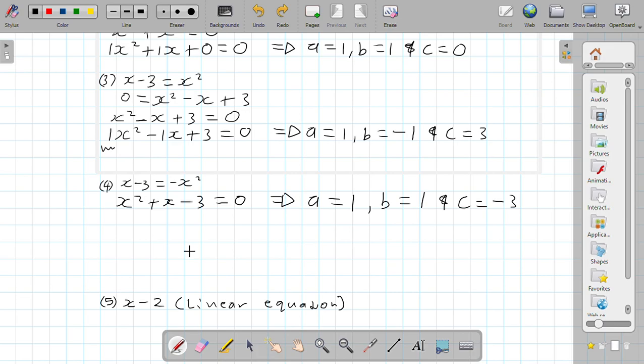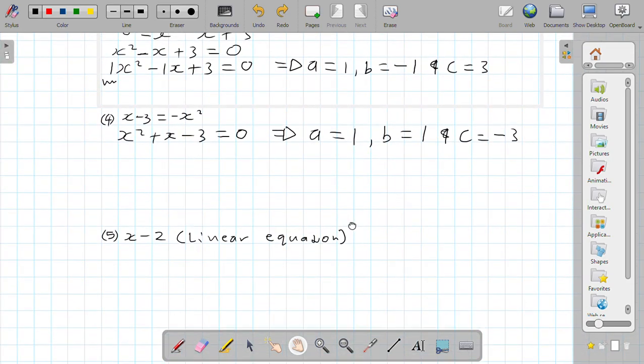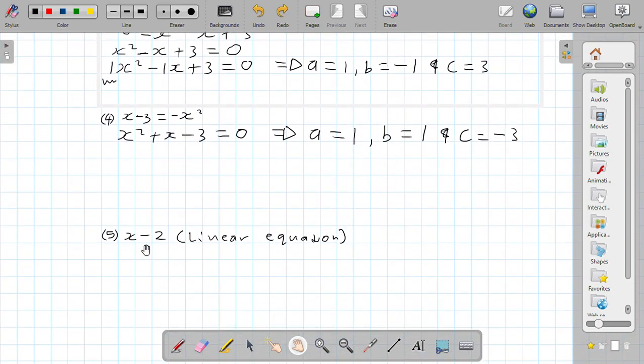Okay. So for the last one, as you can see, we have a linear equation. So there should have been an equal sign there. Let me put it there quickly. Let me remove this part and put, should have been a 0 there. So this is a linear equation.